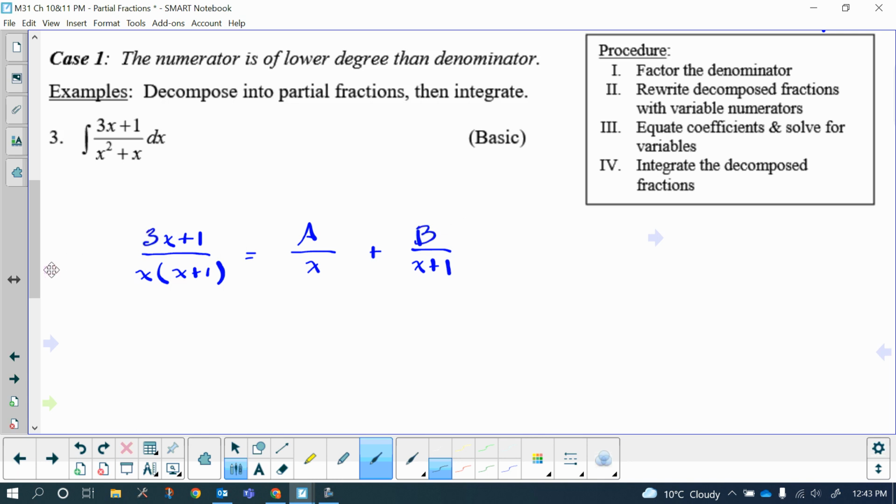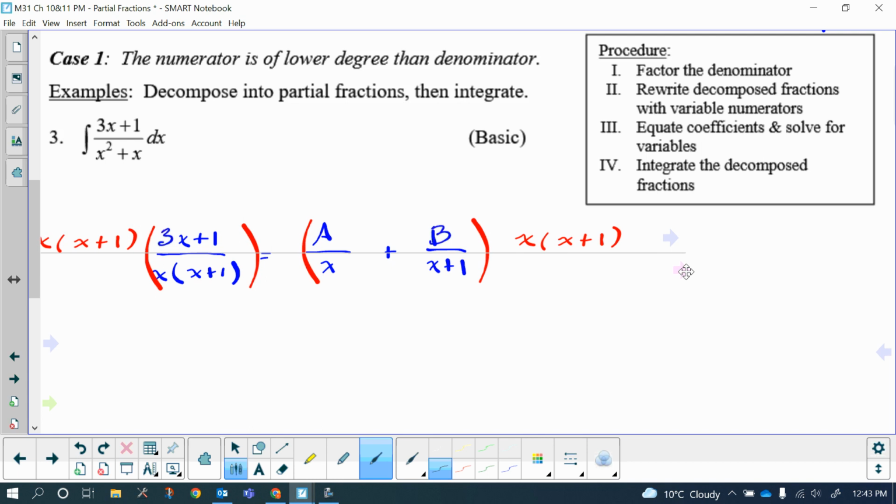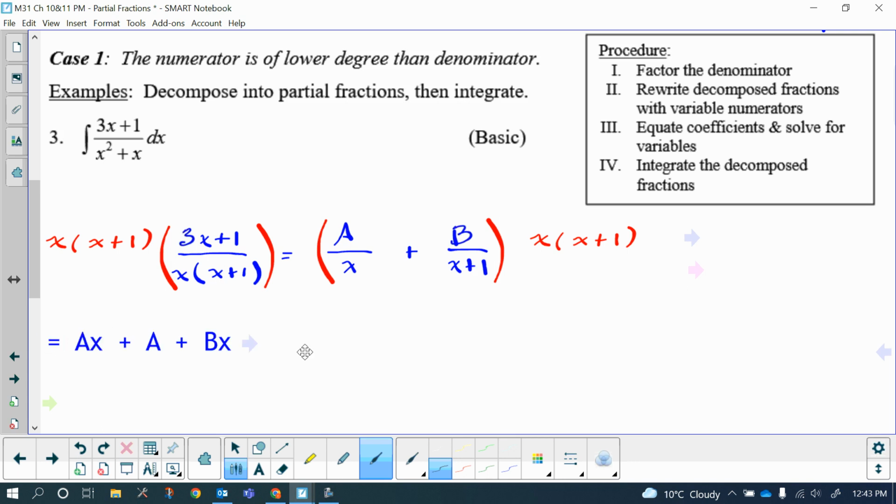So what we'll do is we'll multiply both sides by that common denominator of x times x plus 1. I'll just shuffle this over a little bit so it's easier to see. There's my x and x plus 1. Okay. When we do that, the denominators on both sides disappear. So we get an equation that looks like this.